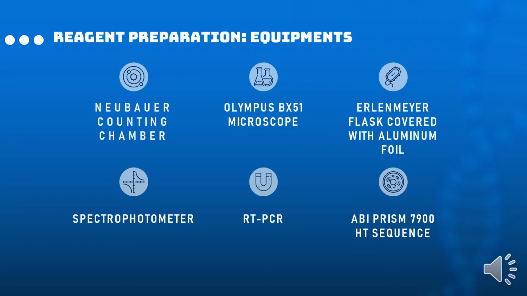For the transcription factors of cell growth, we will be needing the following equipment: Neubauer counting chamber, Olympus BX51 microscope, Erlenmeyer flask covered with aluminum foil, spectrophotometer, real-time polymerase chain reaction, and ABI Prism 7900 HT sequence.